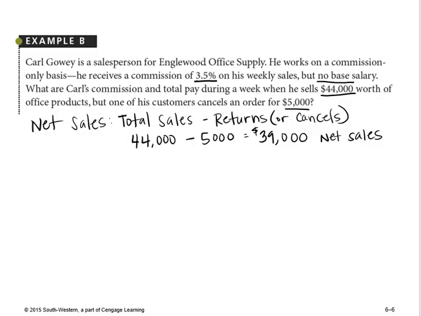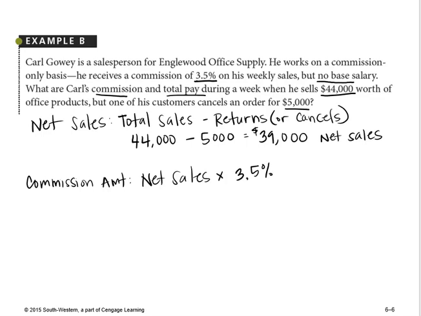Now that I've found his net sales, I need to calculate the commission amount and total pay. And remember that your commission amount is your net sales times the commission rate. In this case, it's 3.5%. Okay, so that gives me $39,000 times 3.5%, which gives me a commission amount of $1,365.